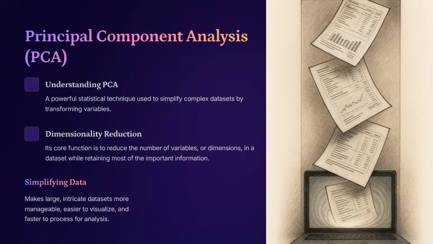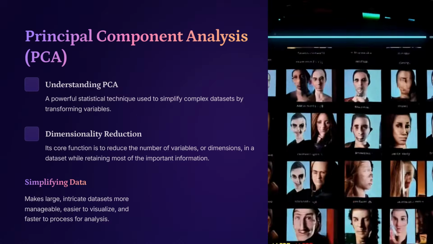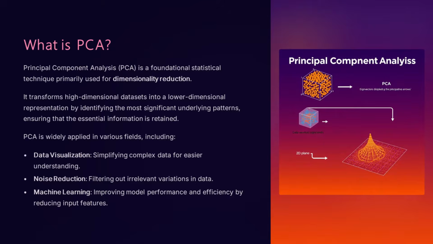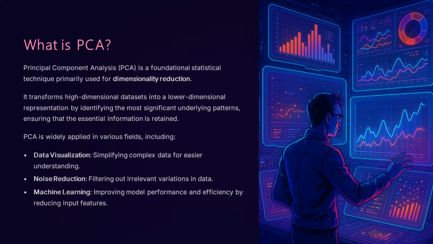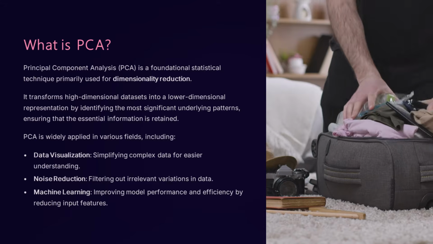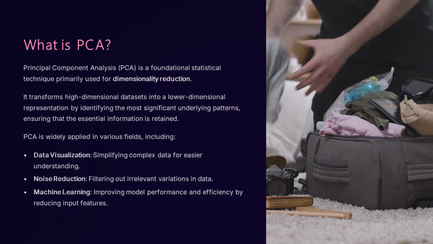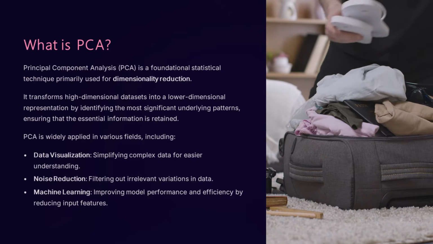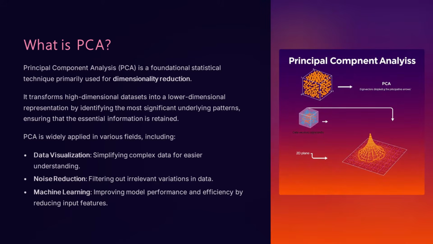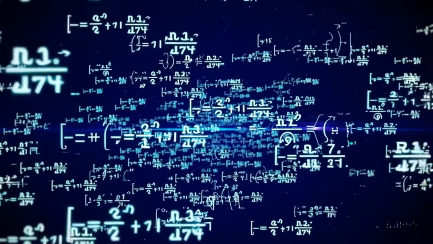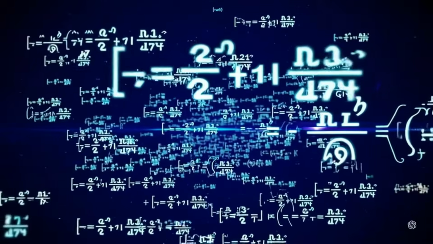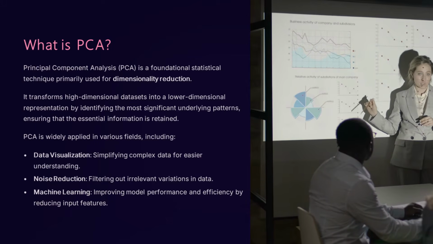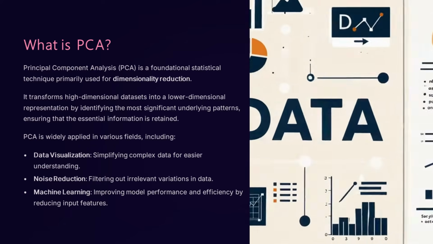So whether you're working with financial records, genetics, or even image recognition, PCA is a tool that turns chaos into clarity. Principal component analysis is essentially a data simplification tool. Think of it like packing for a trip. Instead of hauling your entire closet, you select just the few most versatile outfits that cover all your needs. PCA does something similar with your data. It takes all those complicated variables in your dataset and identifies the most important combinations, called principal components. These new components capture the essence of your data using far fewer dimensions.